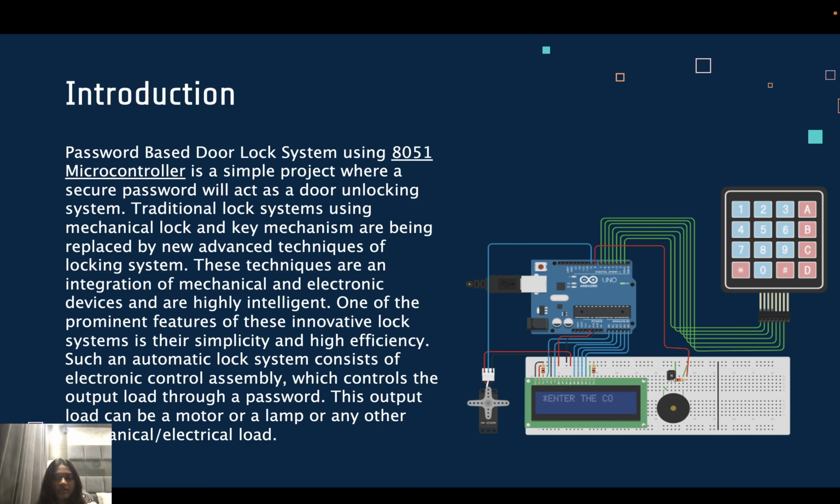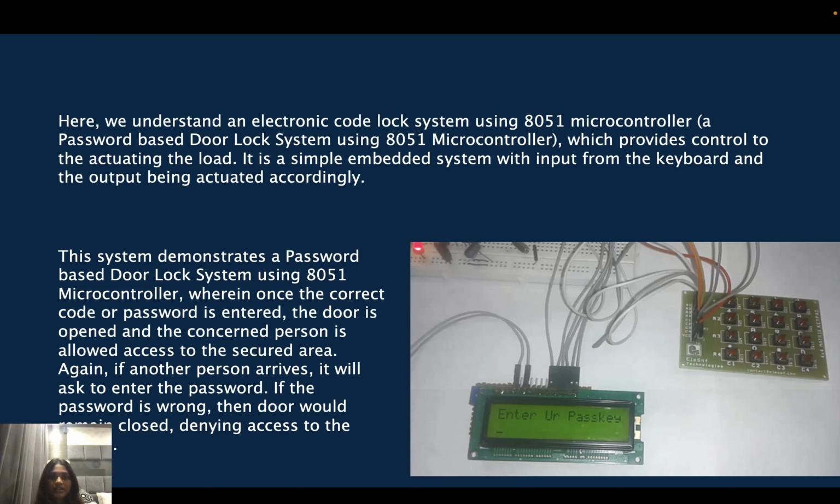Such an automated lock system consists of an electronic control assembly, which controls the output through a password. This output load can be a motor or a lamp or any other mechanical or electrical load. Here we'll understand how to design a password-based lock system using the 8051 microcontroller. It is simply an embedded system with input from a keyboard and the output being actuated accordingly.